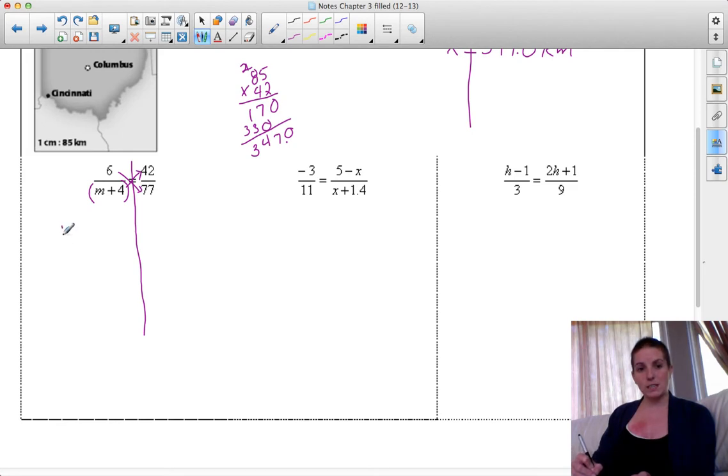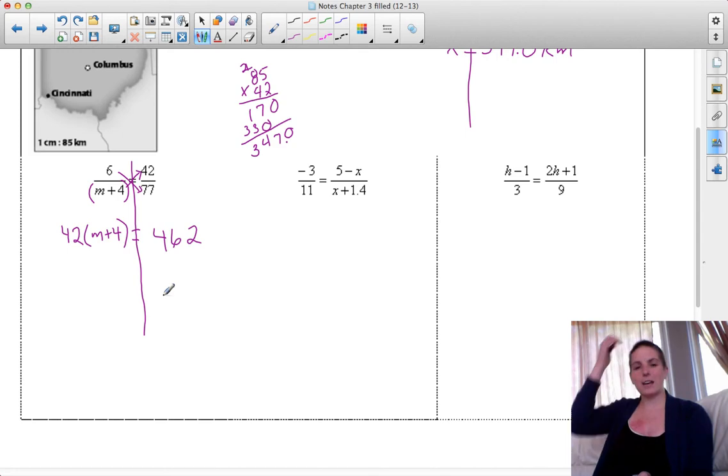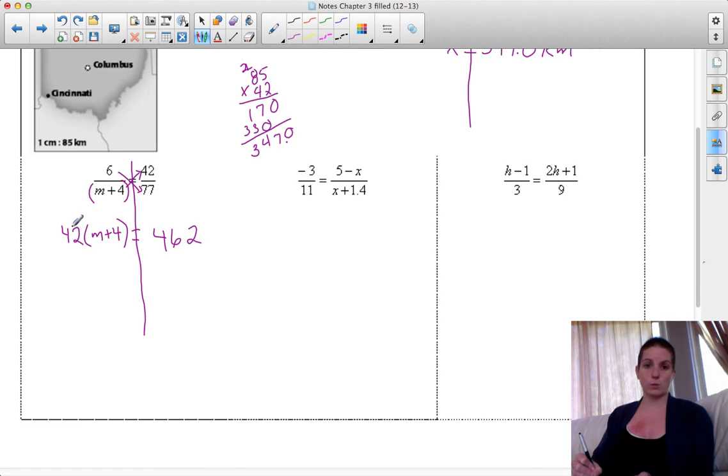And for the sake of my notes, I'm going to write this first step in two pieces, so that 42 times the quantity m plus 4 equals 6 times 77, so that 42, another 4, so 46. And once I get right here, then this is the point where it may make more sense to do distribution. Perhaps you prefer to divide by 42. I can tell you that I'm most comfortable, and the way that most students do these problems is to go ahead and distribute, because oftentimes we're going to have an m on both sides. But in this problem, it's not the only way to do it.